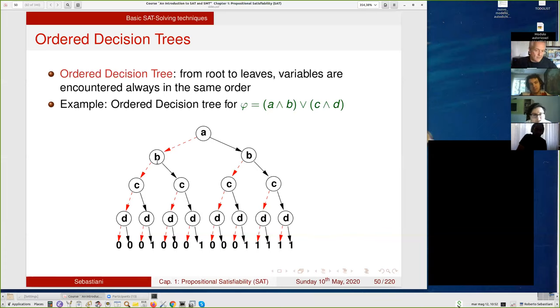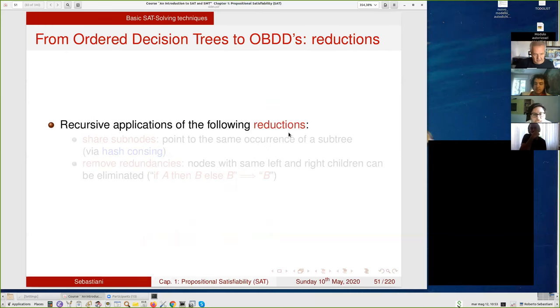So if A is false, B is false, C is false, and D is false, then this formula is false. If A is true and B is false, so this makes this false, then if C is true and D is true, then this is true. So you find at the end of the day, the branches that go to one are models. If you assign all the true values, all the branches which lead to a zero are counter-models, so they falsify the formula. Okay, so this is the starting point, but then you reduce this, and by reduce, you do two things.